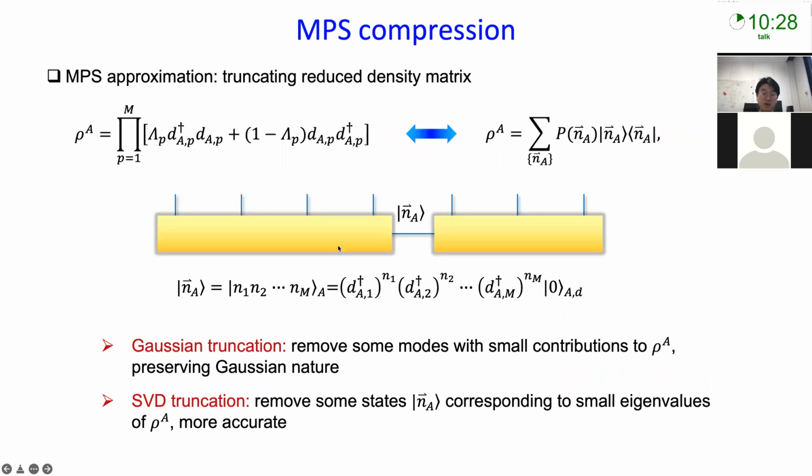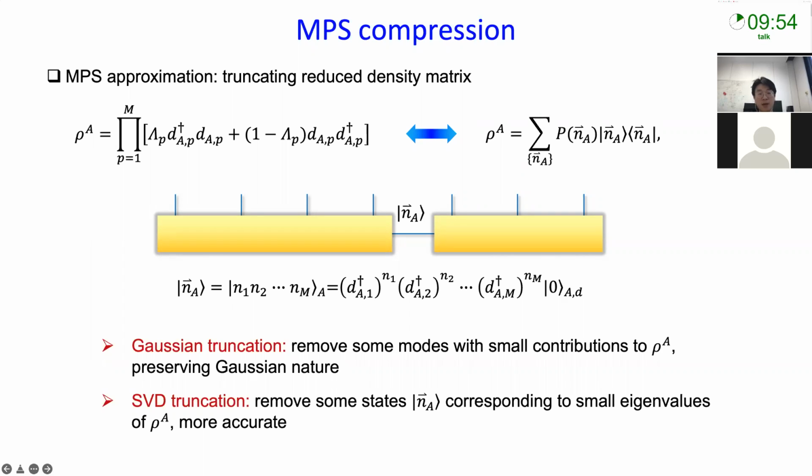Okay, before showing some numerical data, I would like to comment on truncation. Here, the MPS bond dimension is the same as the number of Schmidt vectors, namely the rank of the reduced density matrix, which increases exponentially with the subsystem size. So we have to truncate the reduced density matrix. Here we have two truncation schemes. One is the Gaussian truncation. It means we will directly truncate some Gaussian modes. For example, if one of these lambda_p is very close to 1, we will let the corresponding d mode always be occupied.